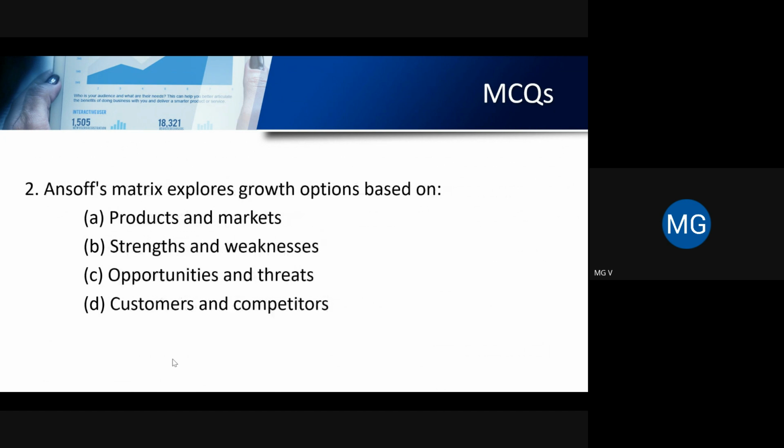Ansoff's matrix explores growth options based on products and markets, strengths and weaknesses, opportunities and threats, or customers and competitors. Products and markets. Very right, sir. It is focusing on products and markets, again a 2x2 matrix. Yes, thank you.